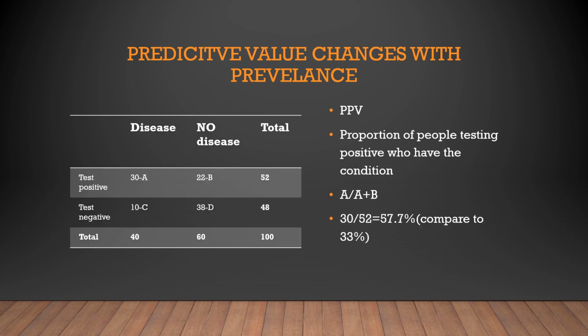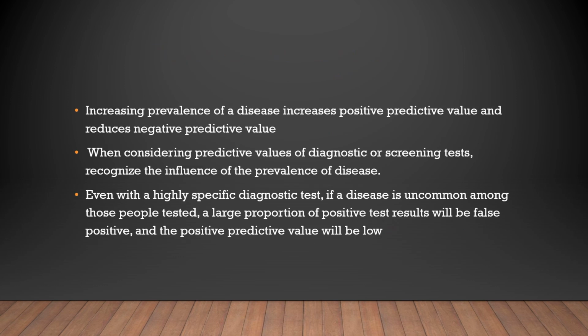So if you calculate here the positive predictive value, you can see that this has become 57.7% compared to 33% in the previous population. And negative predictive value, if you see, it has become 79% compared to 90%. So what do you know from this? If you increase the prevalence of the disease, keeping the test characteristics the same, it increases the positive predictive value and reduces the negative predictive value.